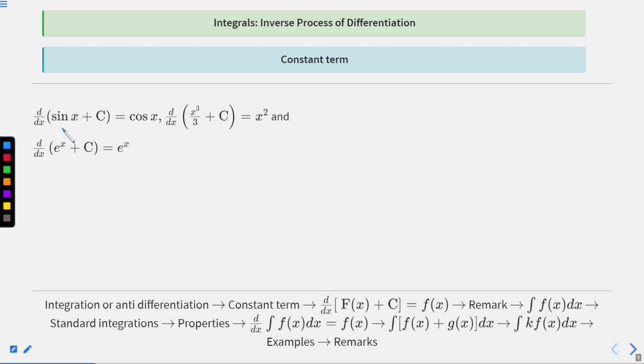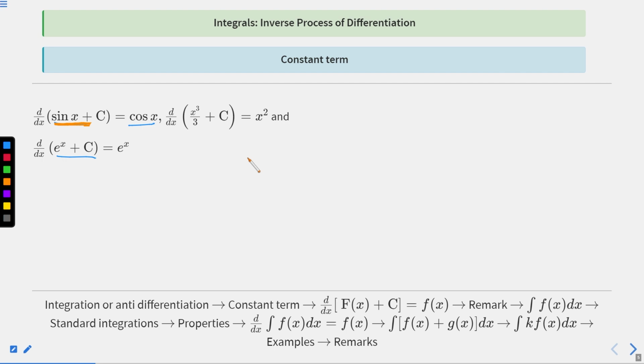Now this differentiation also gives you cos x. This differentiation also gives you the same thing, x square, and this differentiation also gives you the same output as you just saw in the previous slide. So it is saying that the differentiation of two different things can be the same, as you can see. So how this affects our answer in integrals, you will see.